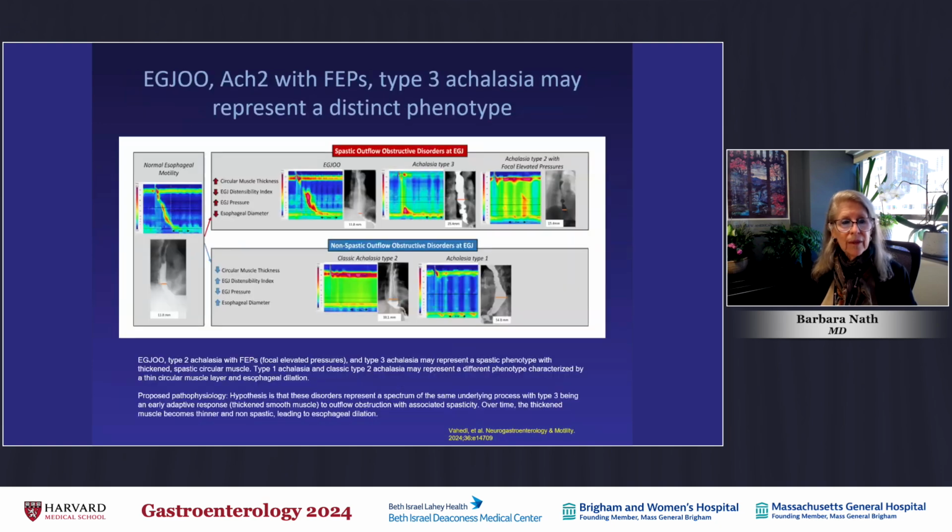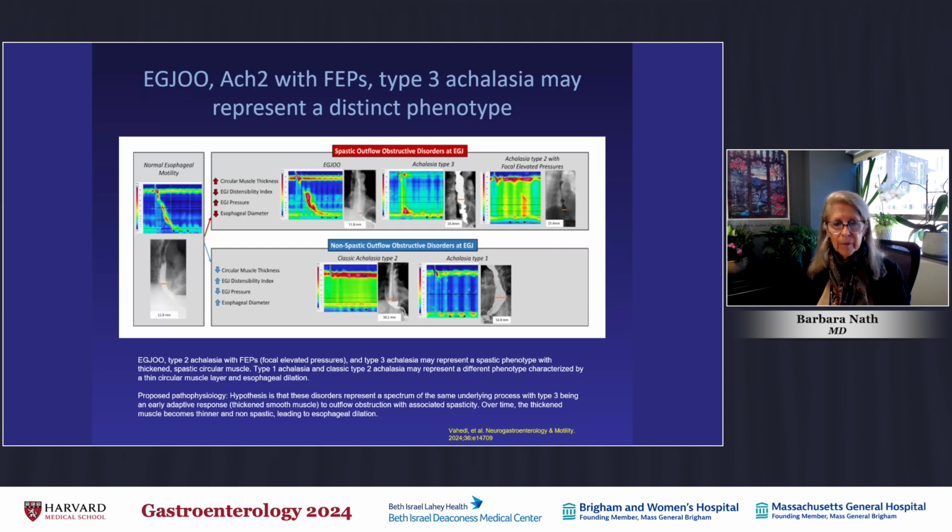So given the similarities in circular muscle thickness between these groups, EGJ outflow, variant achalasia, and achalasia type 3, these investigators proposed that together they represent a distinct phenotype, different than achalasia 1 and classic achalasia 2, both of which have much thinner circular muscle and esophageal dilation rather than spasm.